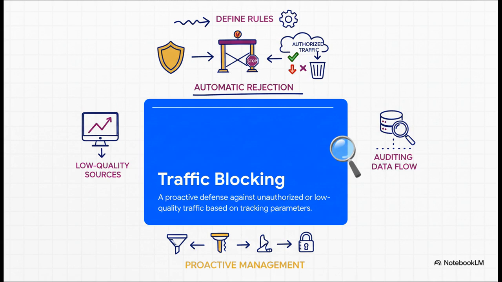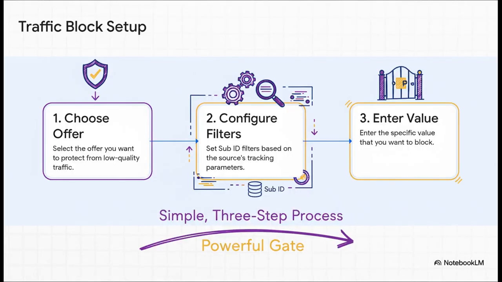Traffic blocking is like setting up a high-security checkpoint. It lets you define the rules and just automatically reject traffic from sources you already know are garbage from the get-go. And you know what? Setting it up is super straightforward. You just pick the offer you want to protect, decide which tracking parameter to use for your filter, like a sub-ID that flags a specific traffic source, and then you pop in the value you want to block. That's it. It's a simple three-step process to build a really powerful gate.